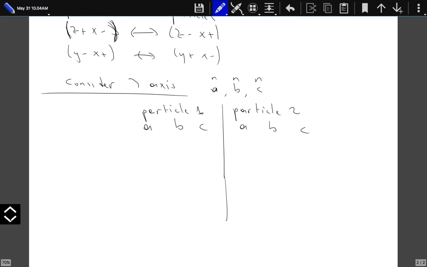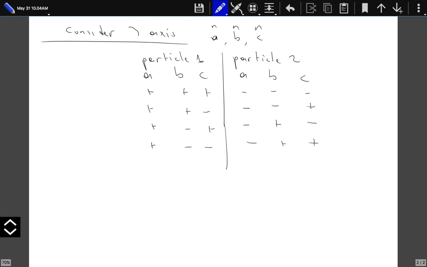Well, basically we have 3 possible choices, plus, plus, plus, this will be minus, minus, minus, plus, plus, minus, minus, minus, plus, plus, minus, plus, minus, plus, minus, plus, minus, minus, minus, plus, plus, and minus, plus, plus, plus, minus, minus, minus, plus, minus, plus, minus, plus, minus, minus, plus, plus, plus, minus, and minus, minus, minus, plus, plus, plus. These are the possible outcomes.